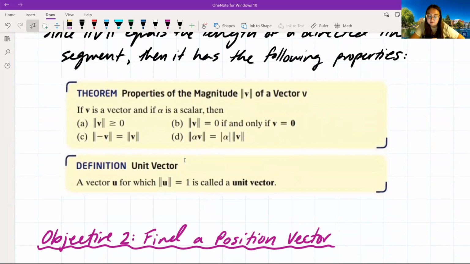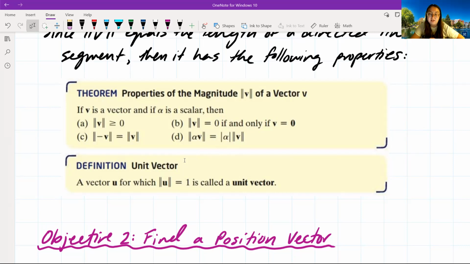So the properties of the magnitude of vector v are that if v is a vector and if alpha is a scalar, then the magnitude of v is greater than or equal to 0. The magnitude of v is equal to 0 if and only if v is equal to 0. C, the magnitude of negative v is equal to the magnitude of positive v. And then the magnitude of alpha times v is equal to the absolute value of alpha times the magnitude of v. So these are going to be our basic properties of magnitude.